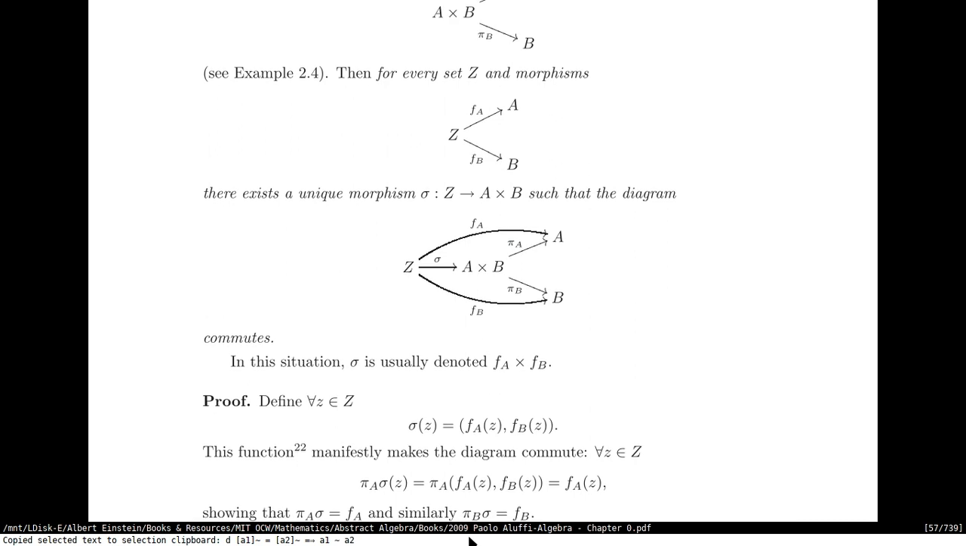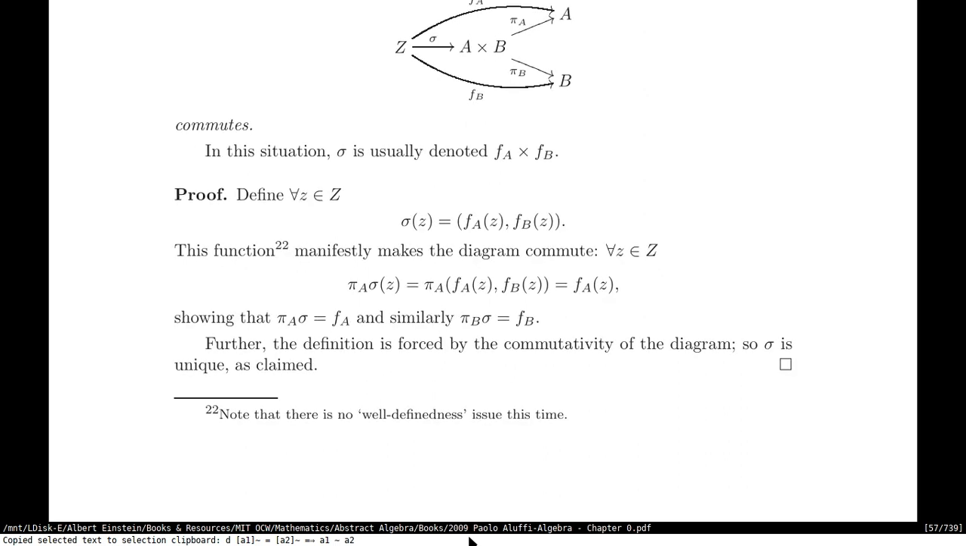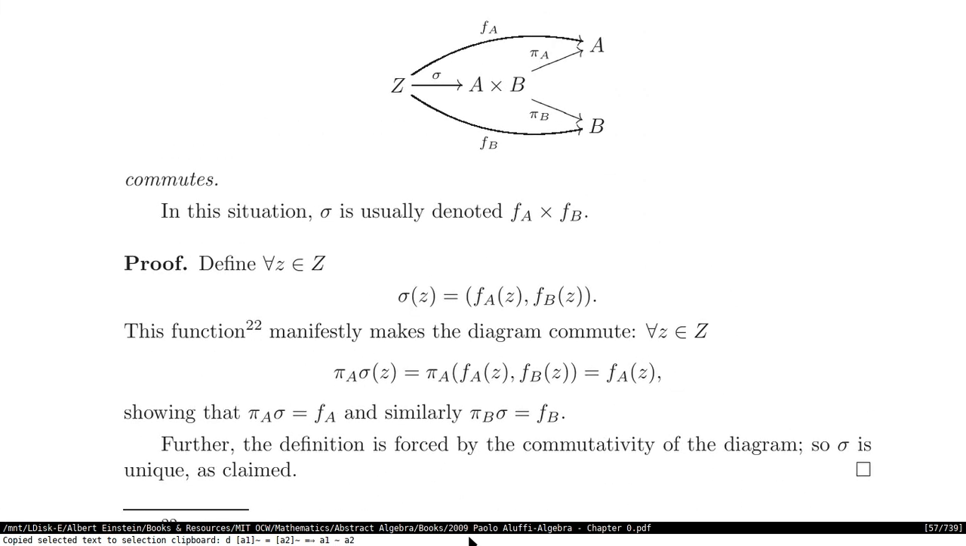Now, what you have to show is that this whole thing actually commutes. And it's pretty easy to show. Let's see. So you define the sigma for all z in Z. Sigma of z gives you FA of z and FB of z, right? It gives you two components, the images of z across these components.